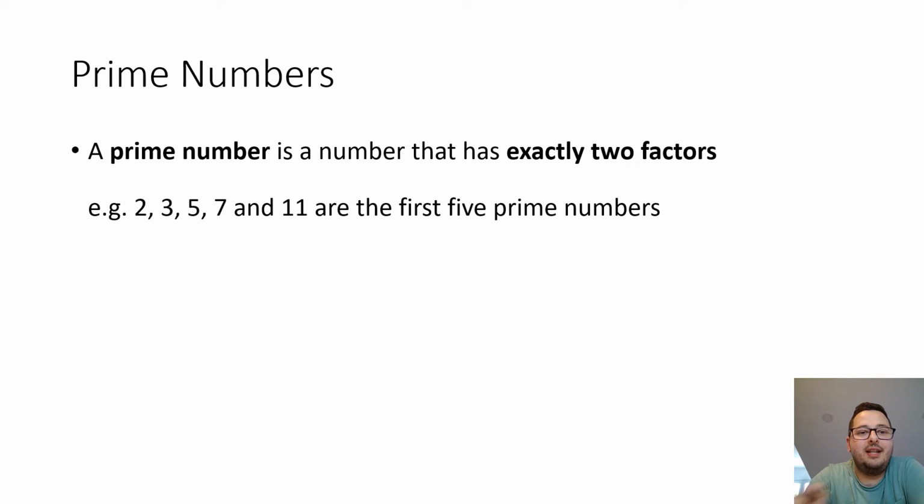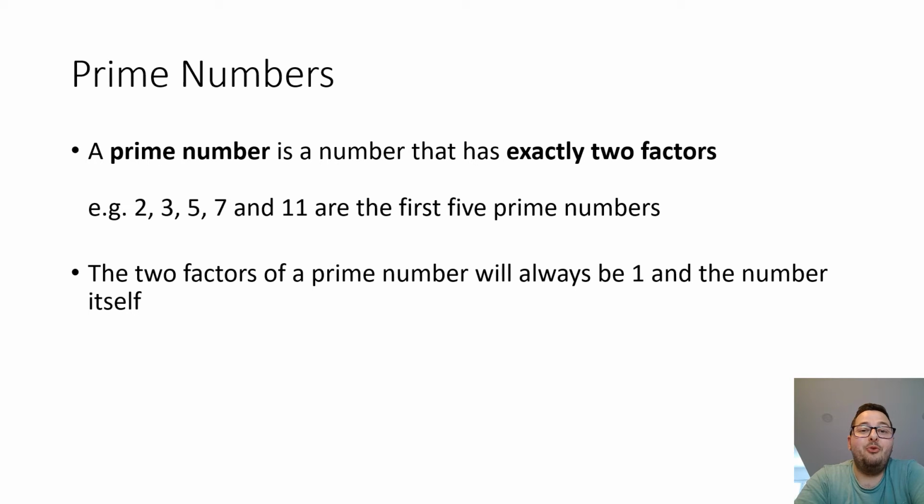Prime numbers, what are they? So a prime number is a number that has exactly two factors. If you remember, factors are numbers that can times together to make another number. So a prime number only has two of those factors, and those numbers are always 1 and the number itself. We've got some examples of prime numbers here: 2, 3, 5, 7 and 11. They are the first 5 prime numbers.